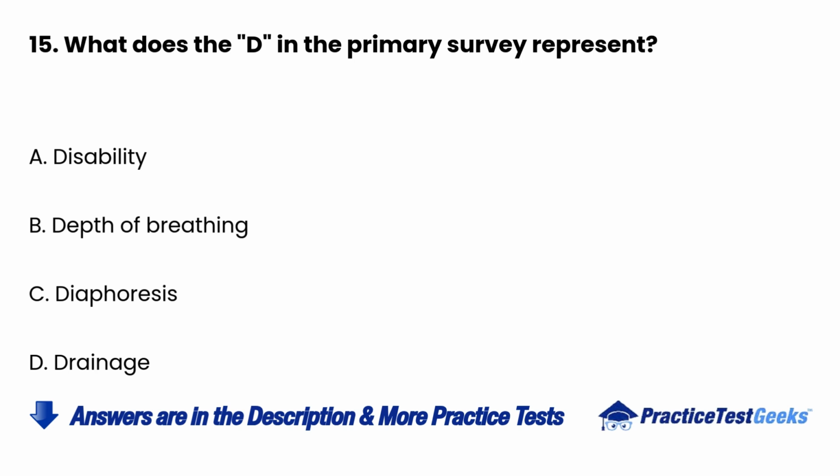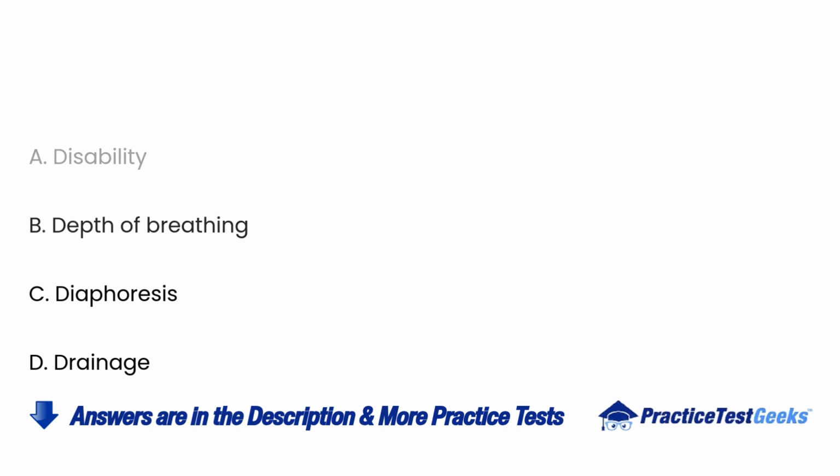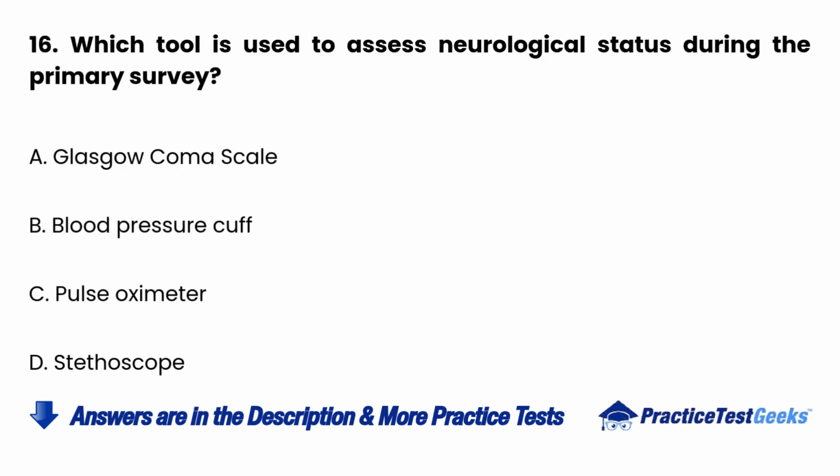15. What does the D in the primary survey represent? A. Disability. B. Depth of breathing. C. Diaphoresis. D. Drainage.